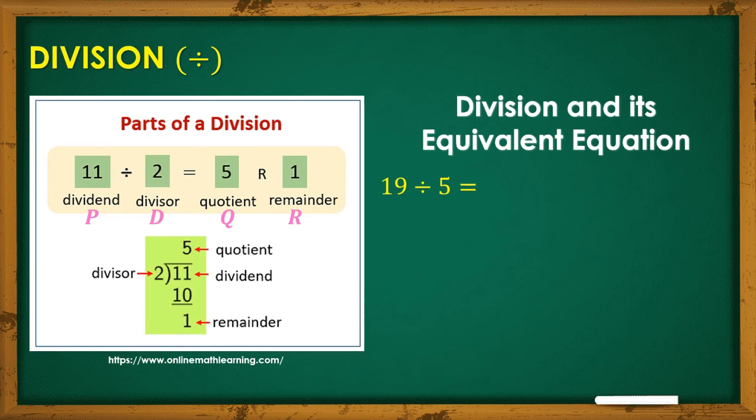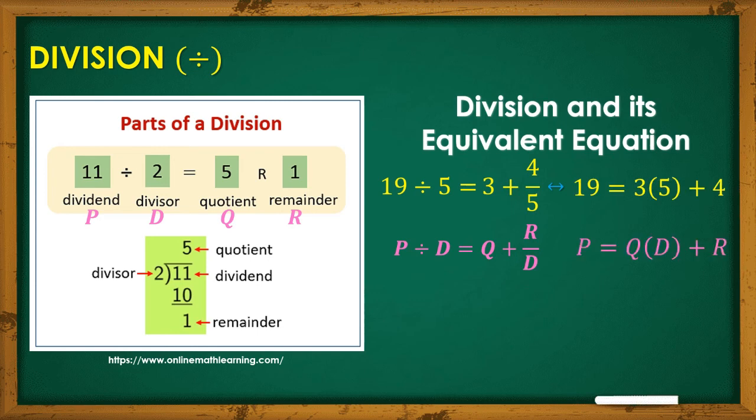Example, 19 divided by 5. Ang sagot natin dyan ay 3 remainder 4. But this time, we will transform the answer into this form: 3 plus 4 over 5. Saan galing? 3 is our quotient, 4 is our remainder, and 5 is our divisor. Now, pwede din natin isulat into its equivalent equation like 19 is equal to 3 times 5 plus 4, wherein 19 is your dividend, 3 is your quotient, 5 is your divisor, and 4 is your R. So, ang division ay pwedeng isulat into its equivalent equation or in different forms. Again, we have P divided by D is equal to Q plus R over D, or P is equal to Q times D plus R.